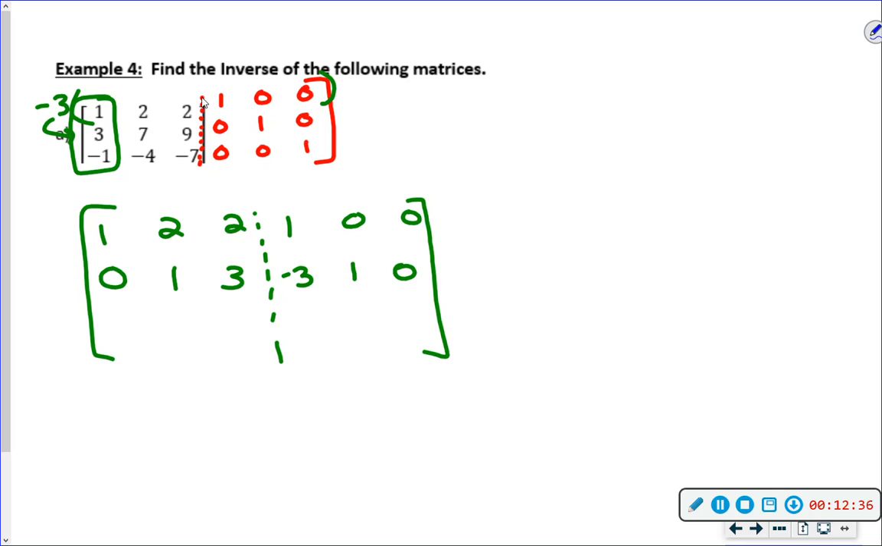Well, that's easy enough. I would just do what to these 2 rows? Add them together. I'm just going to add them. Piece of cake. 1 plus -1. 2 plus -4. 2 plus -7. Keep going all the way across. 1 plus 0. 0 plus 0. 0 plus 1. Got it.